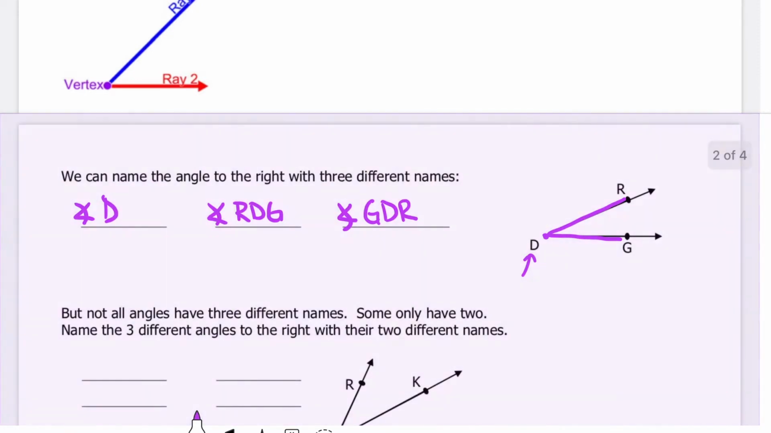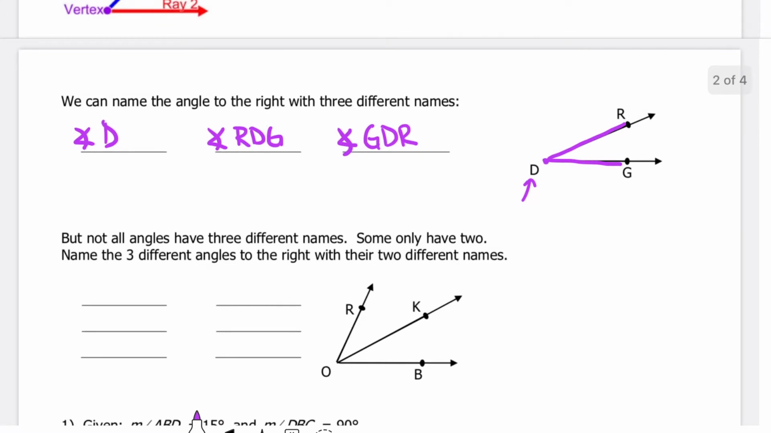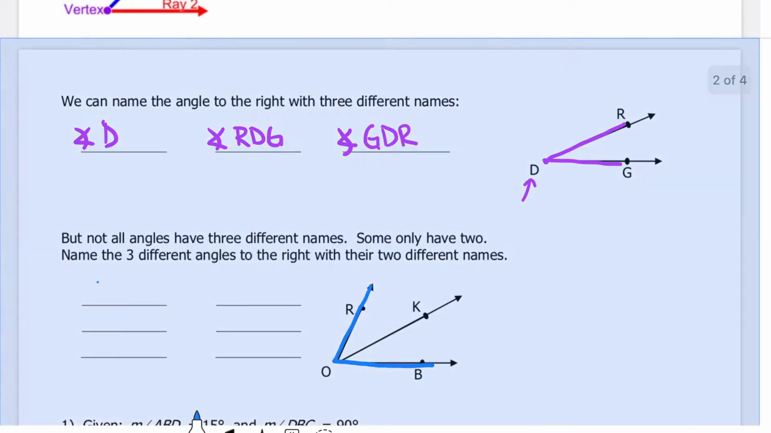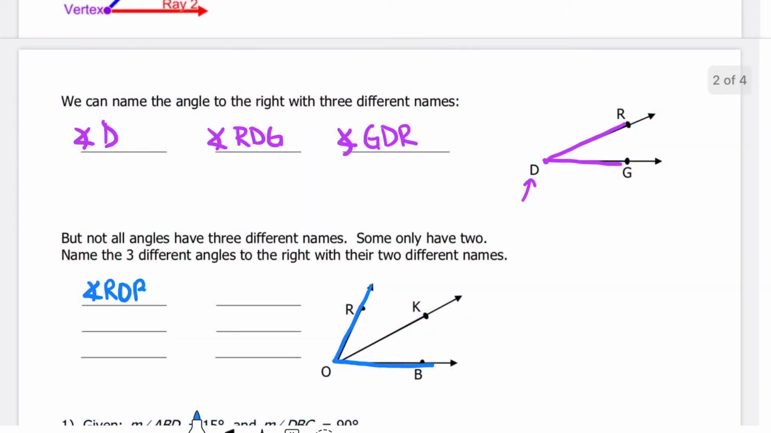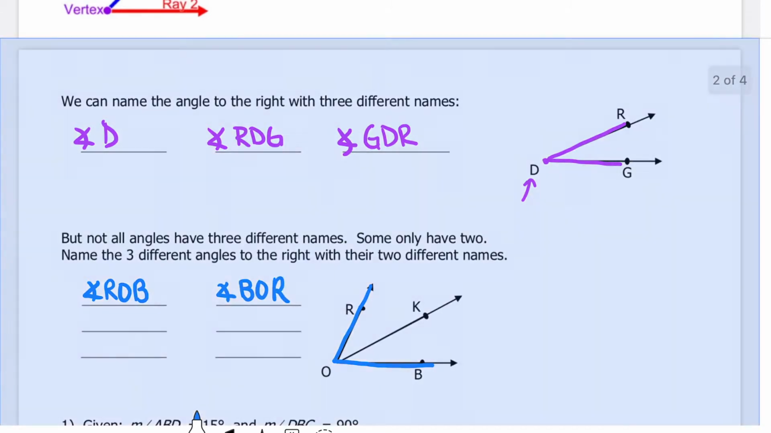So as long as that D is in the middle, it doesn't matter what order the R and the G are in. They can be on either side of the D. Then it says not all angles have 3 different names. Some only have 2. Name the 3 angles to the right with their 2 different names. So the first angle I see is ROB. And that other name for that angle is going to be BOR, because I'm just changing the placement of the R and the B.